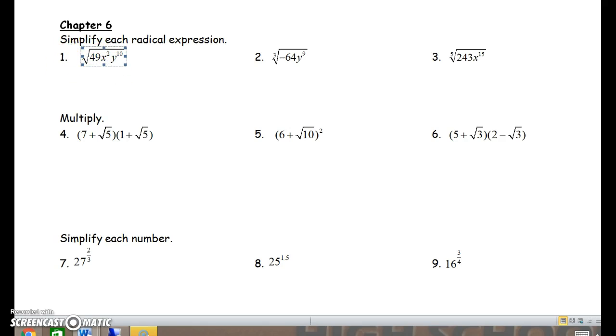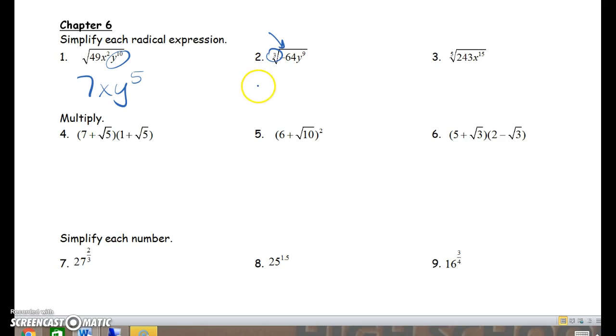So square root of 49 is 7. Square root of x squared, or how many groups of 2 there are in x squared, is just plain old x. And then how many perfect squares are there in y to the 10th? y to the 5th. It's okay to have a negative under this root because the index is odd.